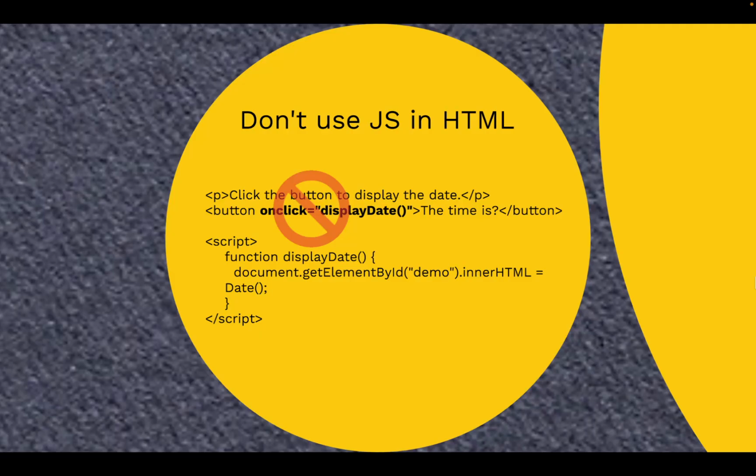Having it in HTML also limits you to one event per element. With the addEventListener method, you can have multiple events listened for on one element. You could also remove the event listener if you needed, using the removeEventListener method. You cannot use this if the event listener was added within HTML.